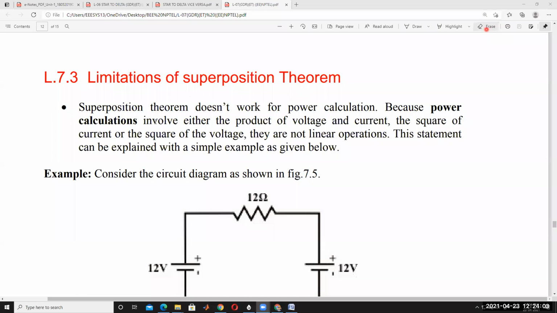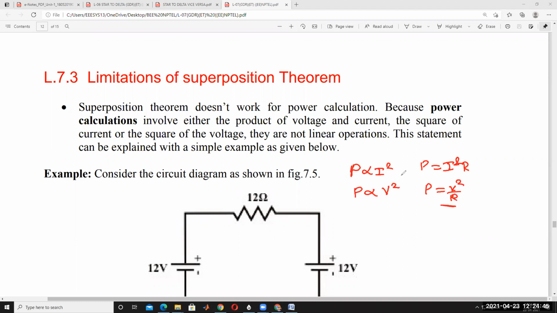Limitations of the superposition theorem. The superposition theorem doesn't work for power calculations, because power is nonlinear. Power is equal to I square into R. That is, power is proportional to the square of the current. Square is nonlinear. Power is proportional to I square, and power is proportional to V square. Okay, power is equal to I square into R across the resistor. So power is equal to V square by R. Am I right? Power is equal to V square by R.